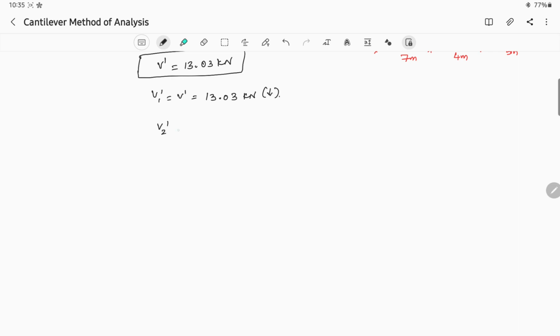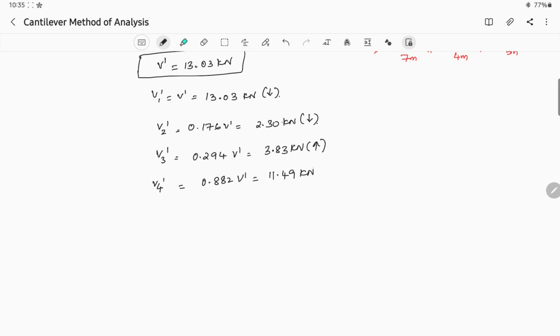Similarly, V2 dash is equal to 0.176 V dash, which is equal to 2.30 kilonewton, and it is also going in downward direction. Similarly, V3 dash is equal to 0.294 V dash, which is 3.83 kilonewton, and V3 dash is going in which direction? Upward direction. Now similarly, V4 dash is equal to 0.882 V dash, equal to 11.49 kilonewton, and this force is also going in upward direction.